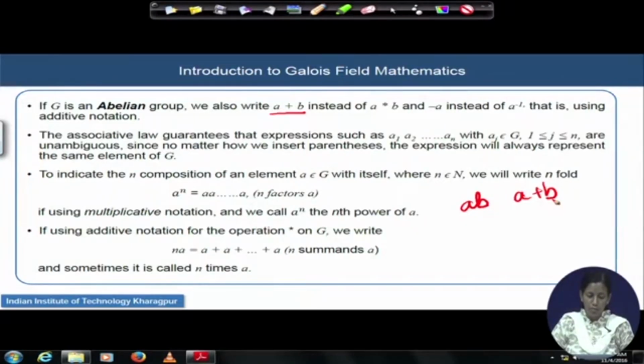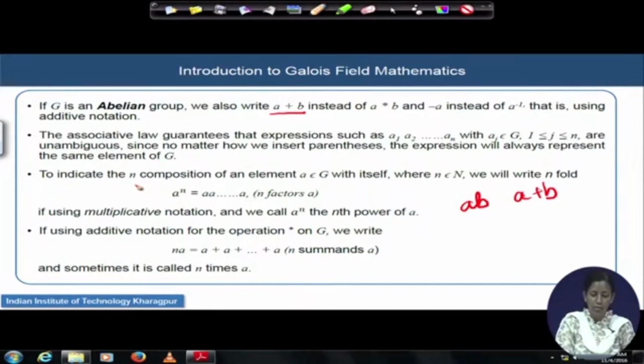Another important part to understand is the associative law, which guarantees that an expression such as A1 to An, written this way, where all the Aj's belong to G and j varies from 1 to n, is unambiguous. So, wherever we insert the parentheses, this expression will always represent the same element of G, of course. Now, we are coming to some more understanding.